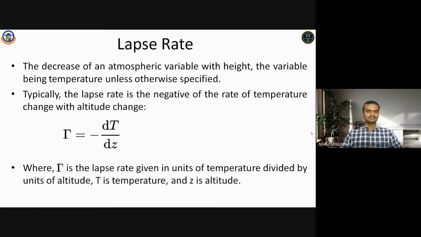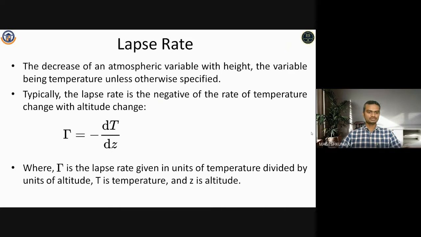And this is the formula: the decrease of an atmospheric variable with height, that is the altitude, the variable being temperature, unless otherwise specified. So unless otherwise specified, the lapse rate means it is only for the temperature. Okay. And typically, the lapse rate is the negative of the rate of temperature change with altitude change. So based on the altitude, the temperature varies and it is reducing. So the negative symbol comes.